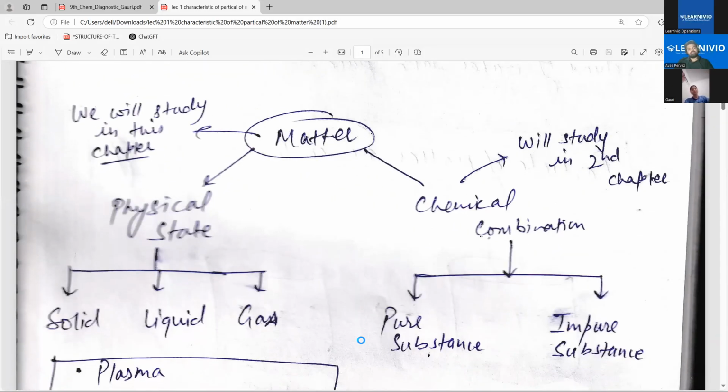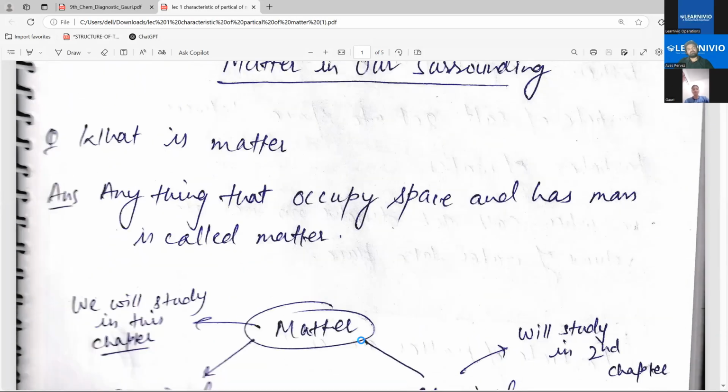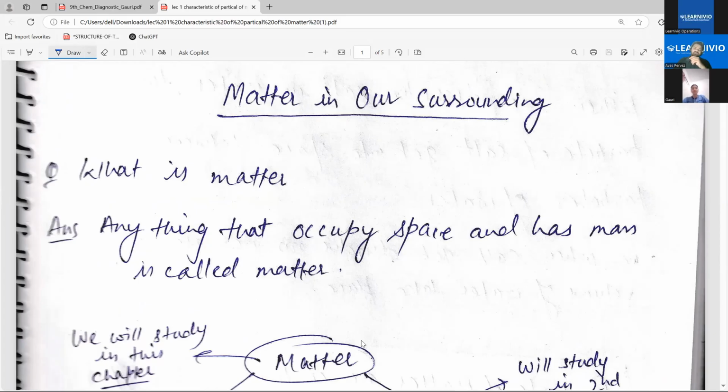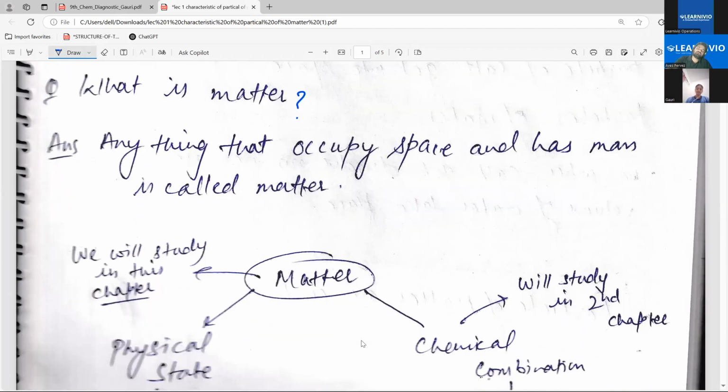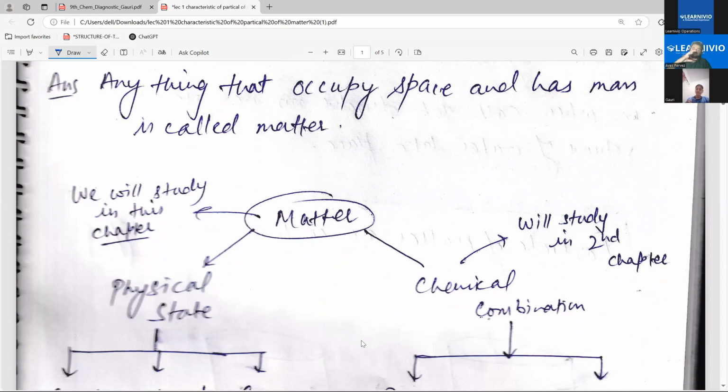Gauri, you have already told me what matter is. Matter is simply anything that occupies space and has mass. Now we are going to study matter, because the name of the chapter is Matter in Our Surroundings. What we see as matter around us can be seen in different forms.